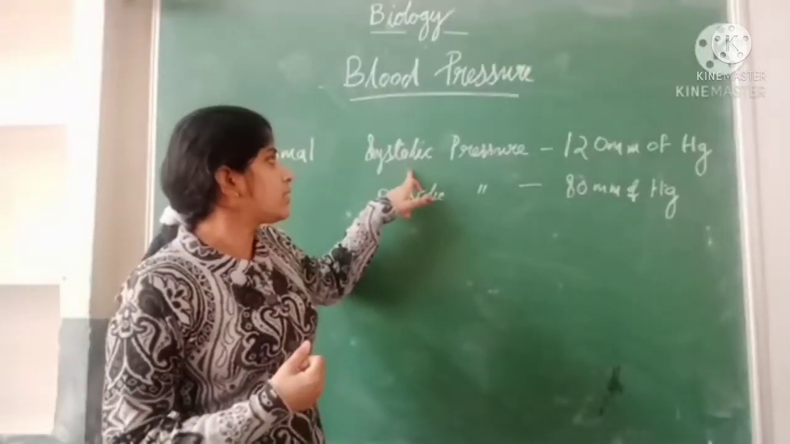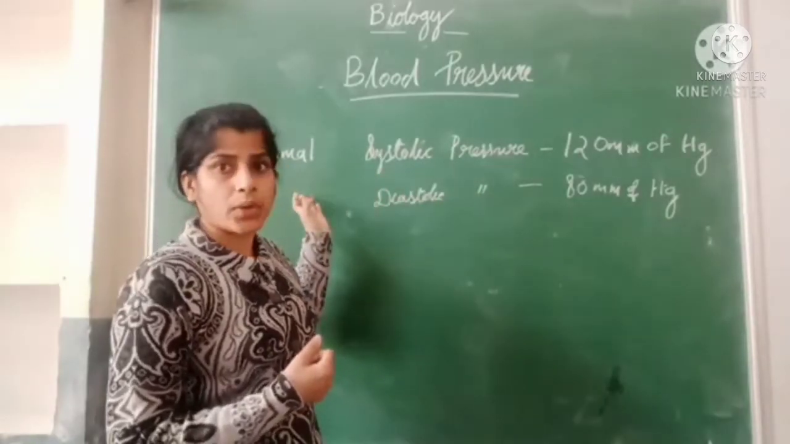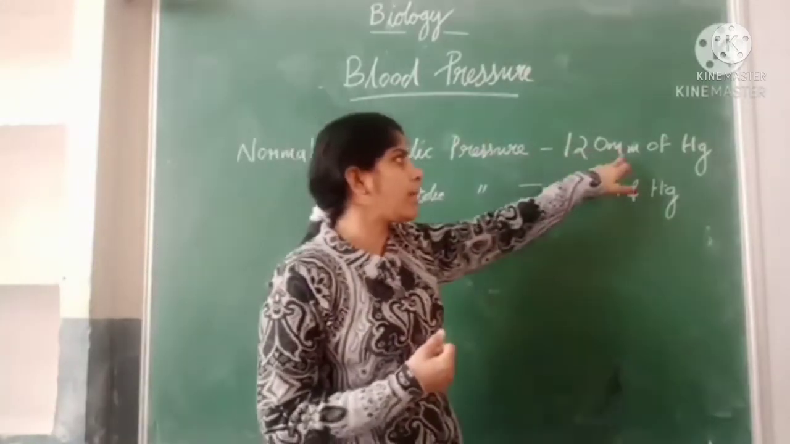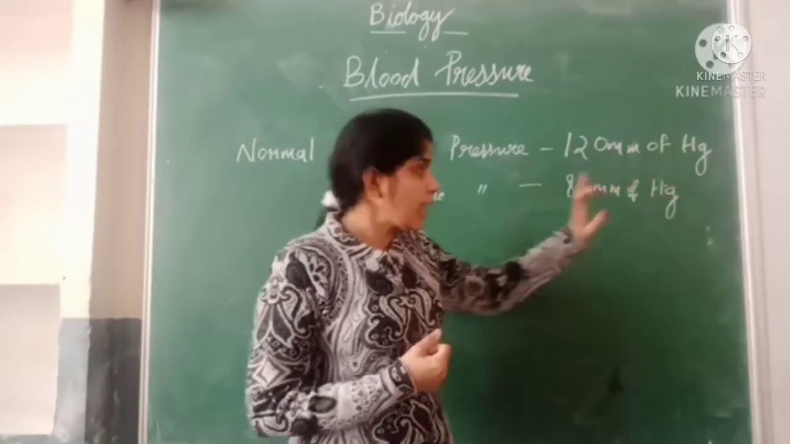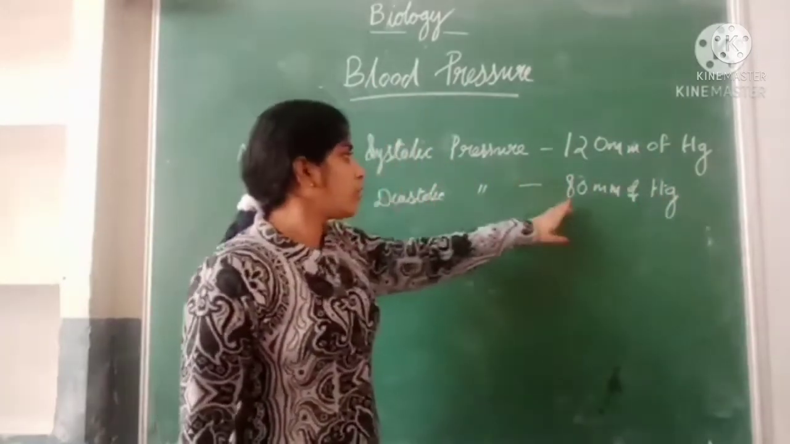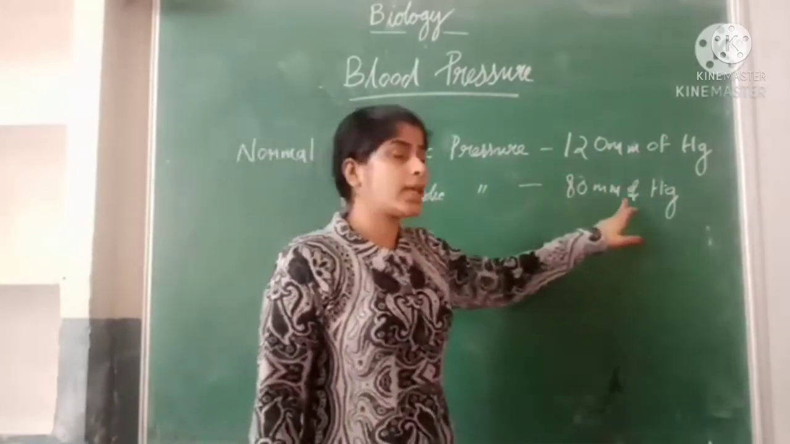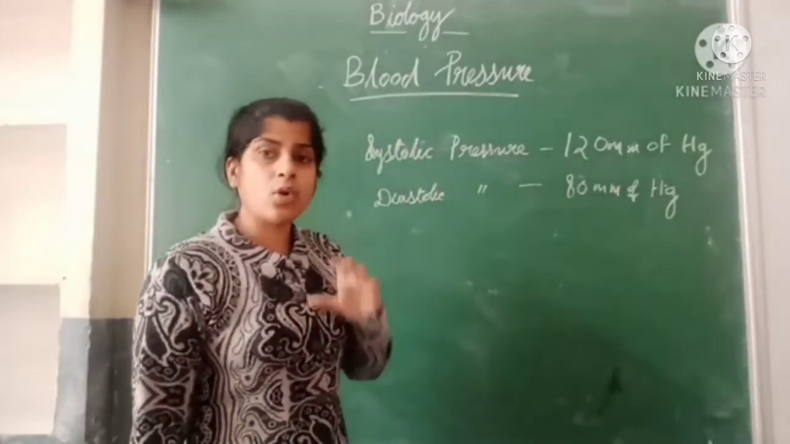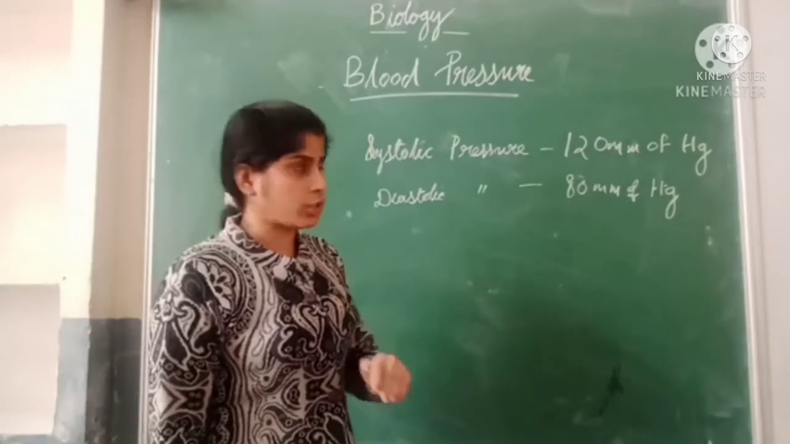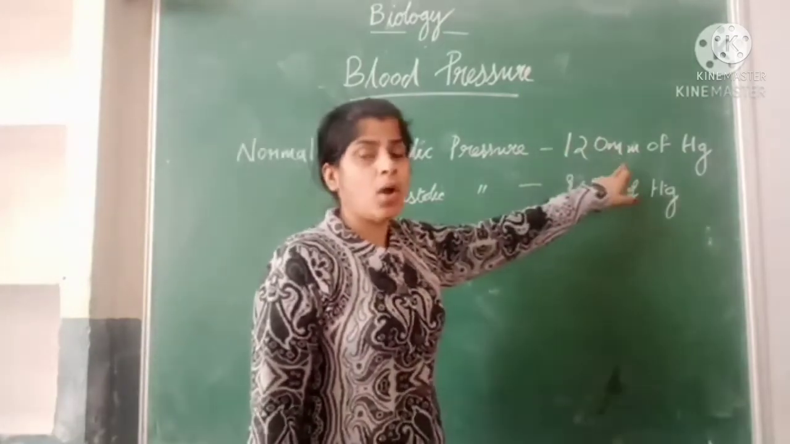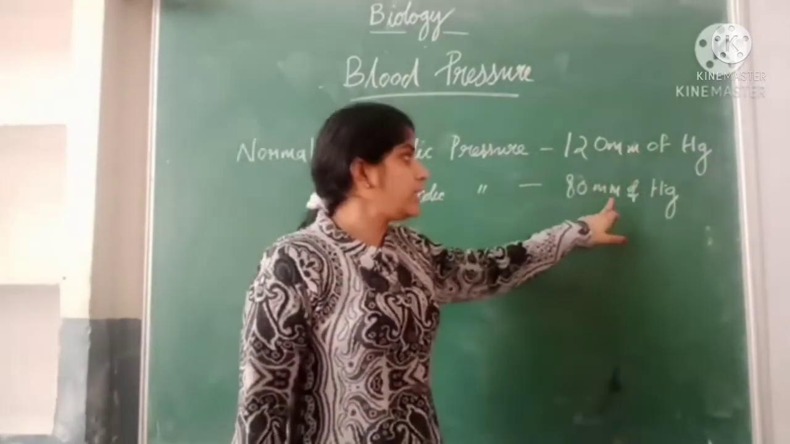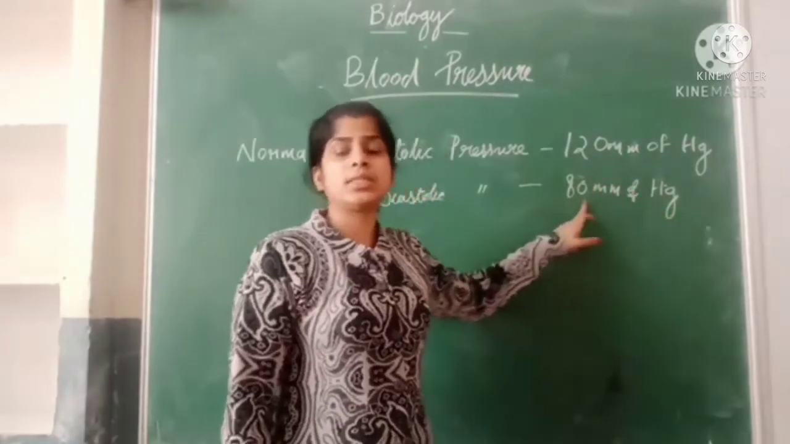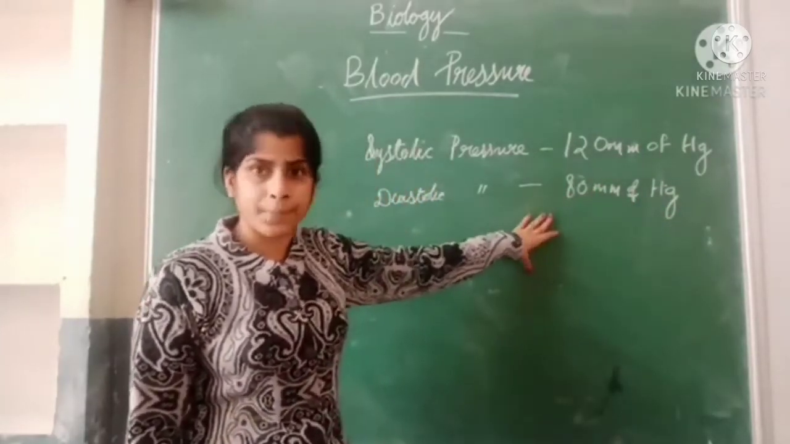The first reading is the systolic pressure. In a normal human being, it is 120 mm of Hg. The normal diastolic pressure is 80 mm of Hg. So this is the normal blood pressure of a human being: 120 mm of Hg to 80 mm of Hg.